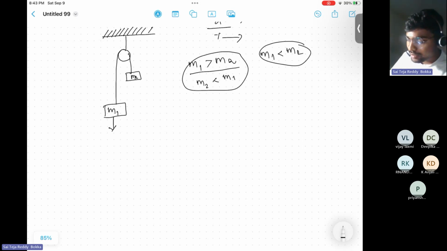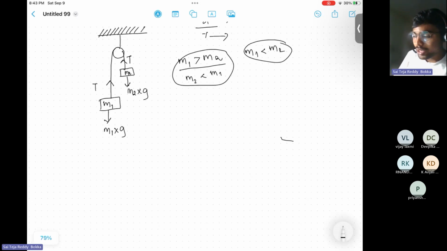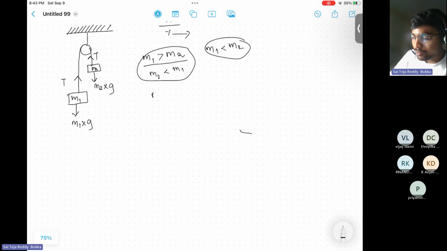direction, and we call it as M1 into G, and in opposite to the direction of force there is a tension force in the string, we call it as T, and same tension will be acting here and the force is acting vertically downward now with the M2 into G. So you need to find out the net force.